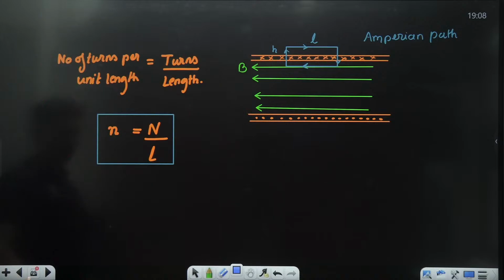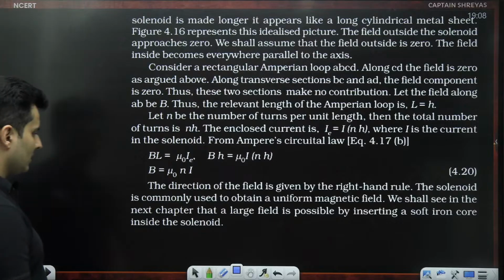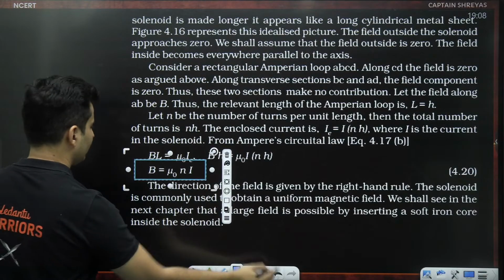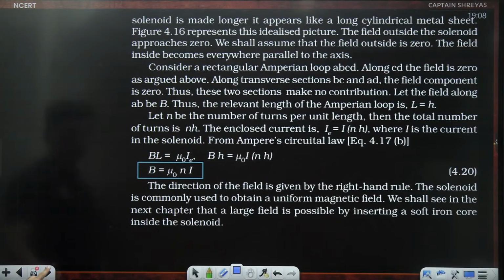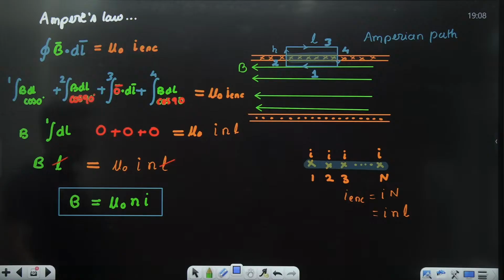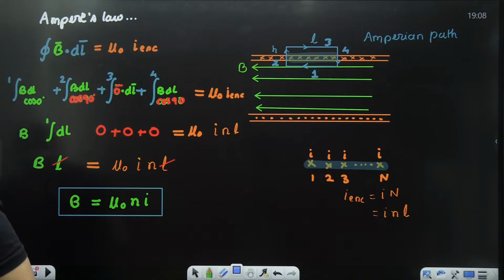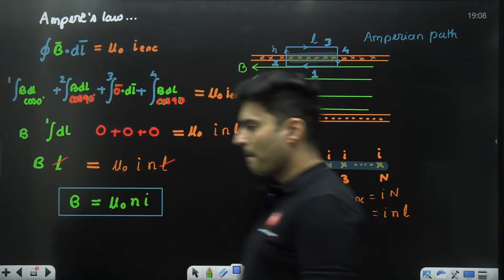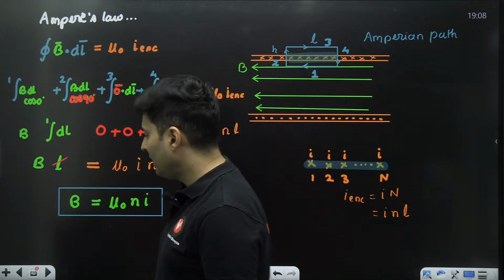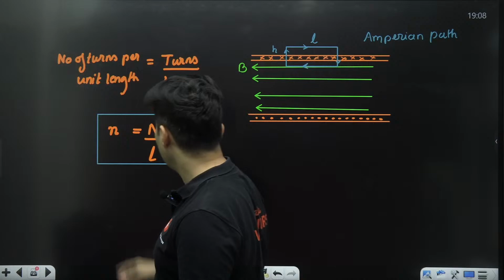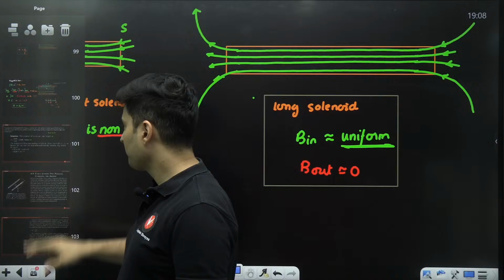That's exactly what they also would have got. Mu naught n i. Yes. See this? Mu naught n i. Is this clear, everyone? How we got this? Very, very important. Shall we go ahead? So you should remember this formula. Permeability into number of turns per unit length into current is the magnetic field inside. Outside, like I said before also, there is no magnetic field for a solenoid.